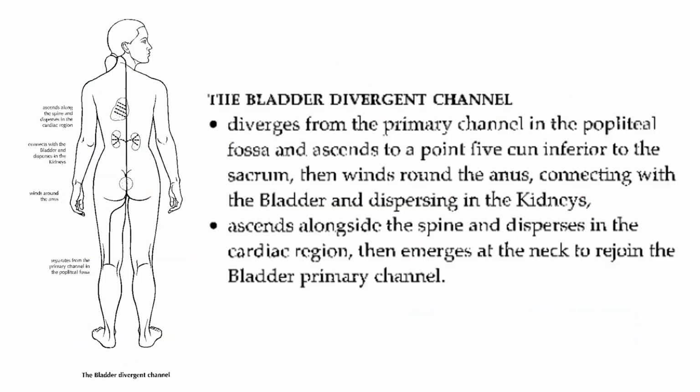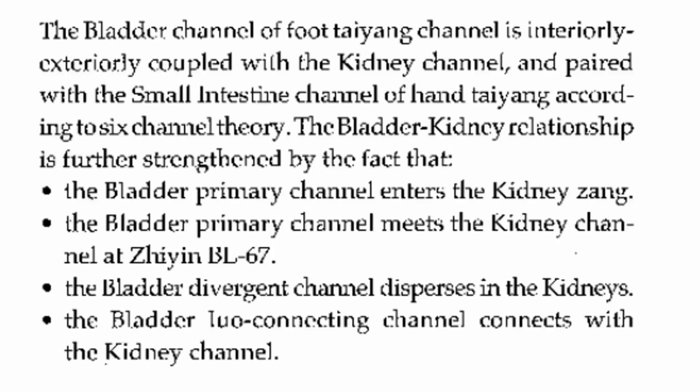The bladder divergent channel diverges from the primary channel in the popliteal fossa and ascends to 0.5 cun inferior to the sacrum, then winds around the anus, connecting with the bladder and dispersing in the kidneys. It ascends alongside the spine and disperses in the cardiac region, then emerges at the neck to rejoin the bladder primary channel.